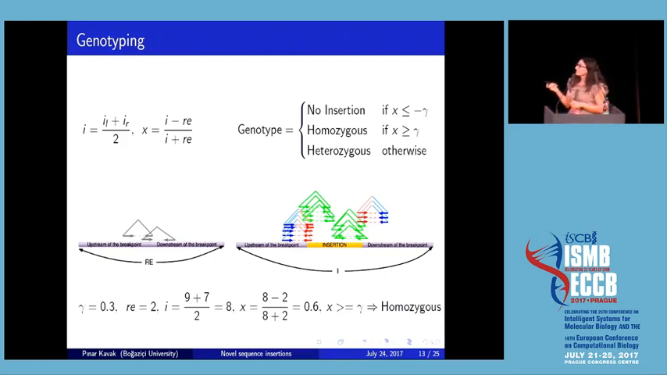Here in this example, the number of reads crossing the breakpoint of the reference is 2. The number of reads crossing the breakpoints of the insertion are 9 and 7, which makes 8, and the ratio between these two numbers is 0.6, which is greater than gamma, so this insertion is called as homozygous variant.